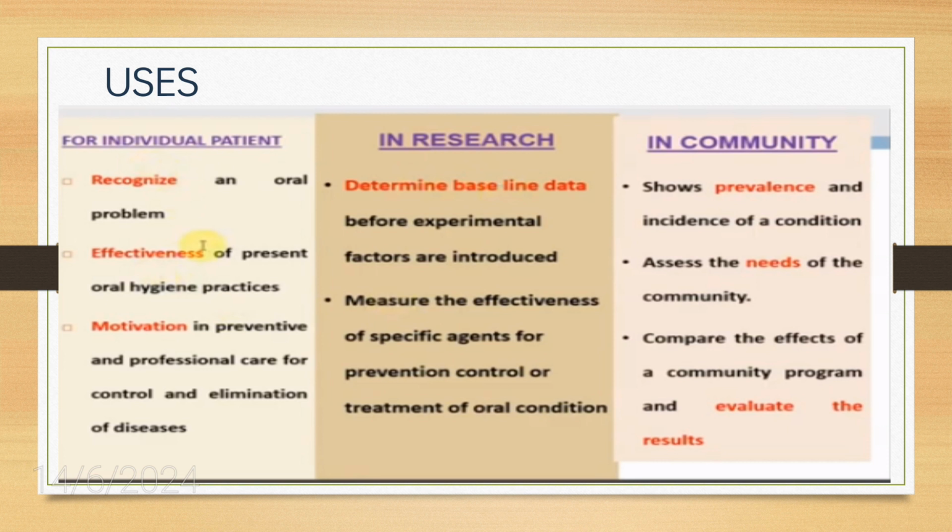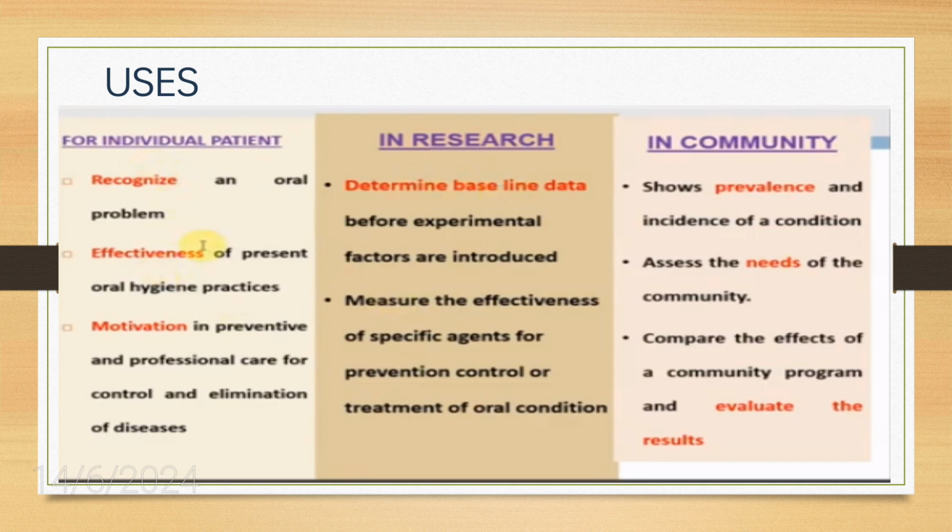Uses of dental indices in research. To determine the baseline data. It is used to establish the initial data before introducing the experimental factors, and to measure the effectiveness, that is, evaluate the impact of specific agents for prevention, control or treatment of oral conditions.